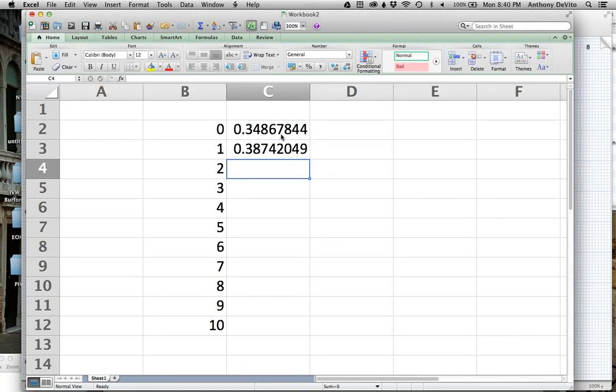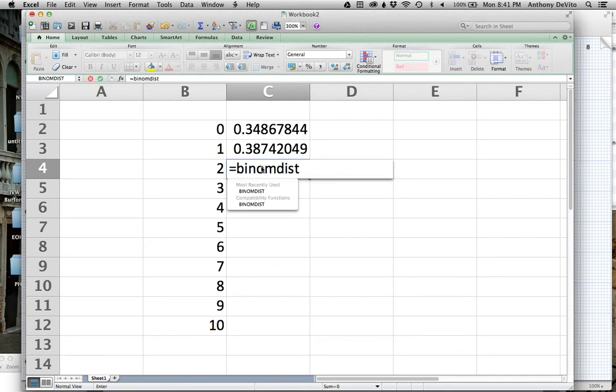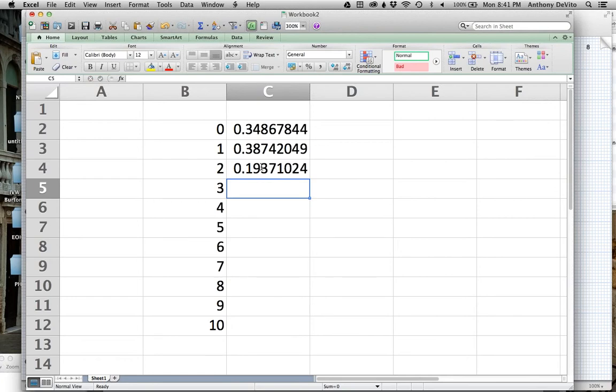See, it's a little bit higher, the probability. What's the probability of getting exactly 2? Do you think it's going to be higher than 1 or lower? It's going to be lower because you would only expect to get 1. Equals binom dist. Probability of getting exactly 2 out of 10, 0.1, comma, false. And sure enough, probability is going down.